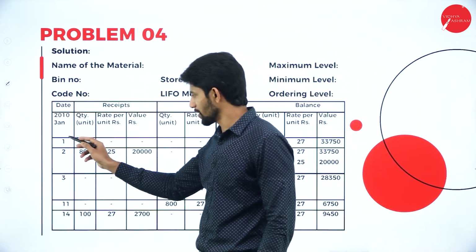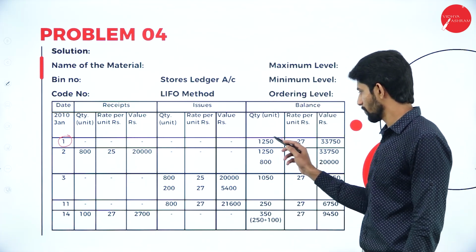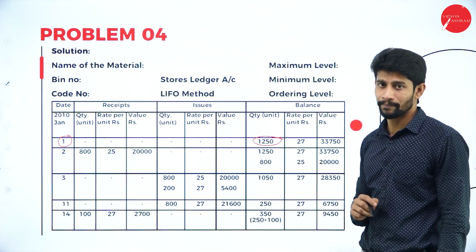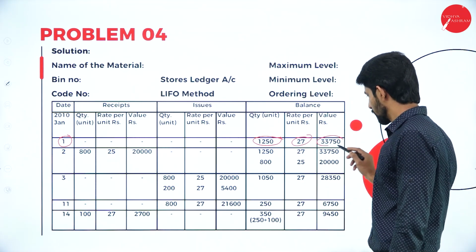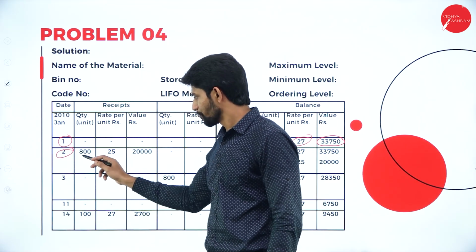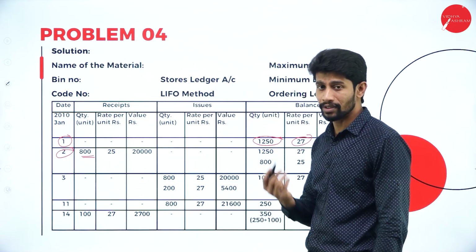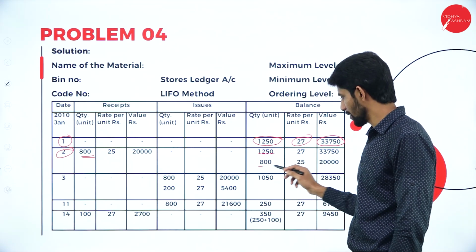On 1st Jan, what is the entry? Opening balance. So what is the opening balance? 1250 at 27 per unit, totally 33,750. Next, on 2nd Jan, what is the entry? Purchase. How much did we receive? 800. So first write 1250 and then write 800.